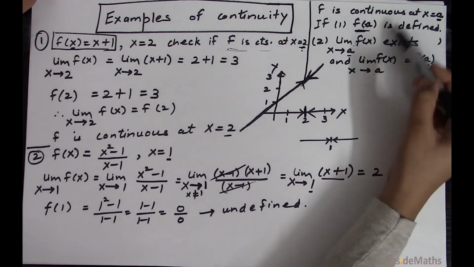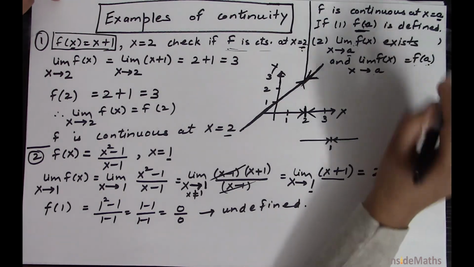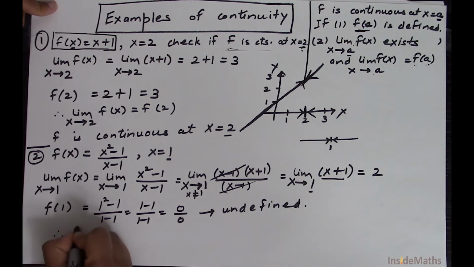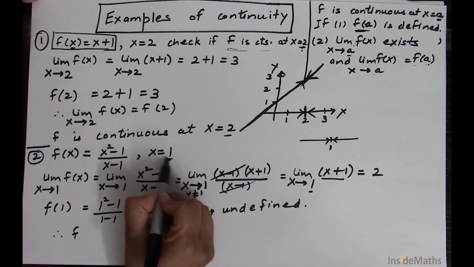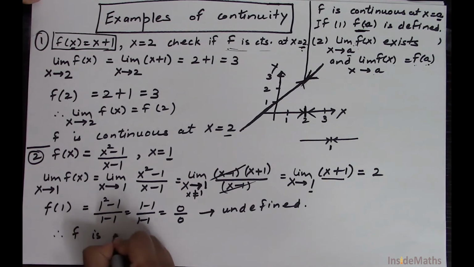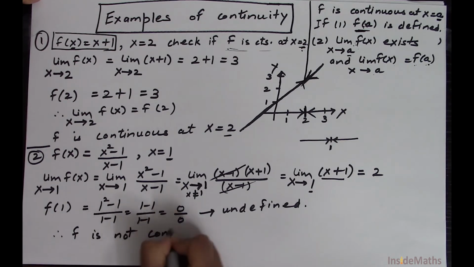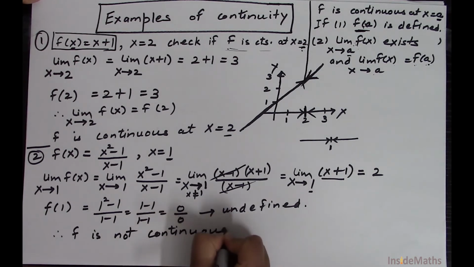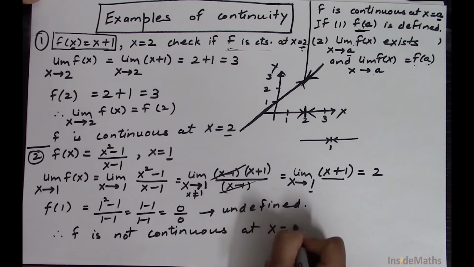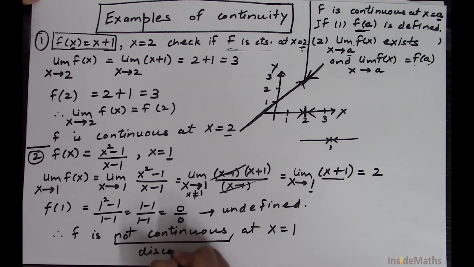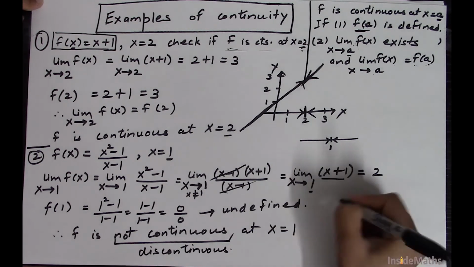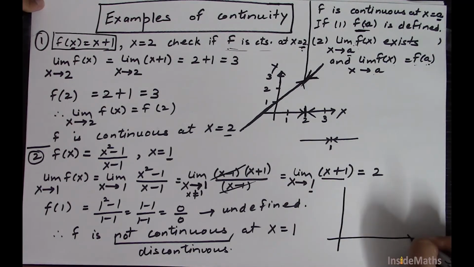If any one of these two conditions does not hold, then the function will be discontinuous. That means the function is not continuous at the point we are checking. So this function is not continuous at the point x equal to 1, or I can write discontinuous. Now let's see how it looks on a graph.